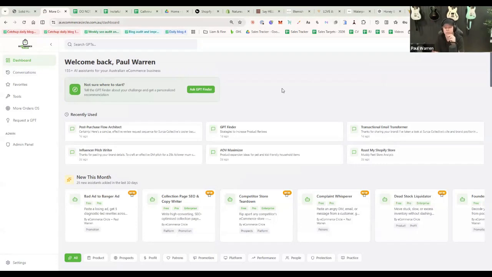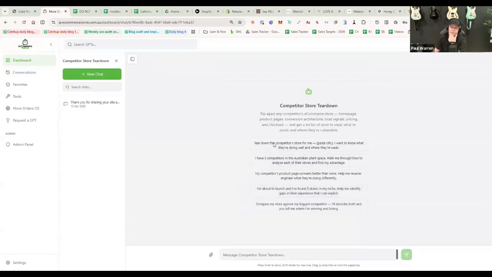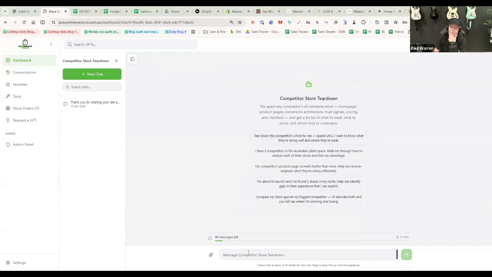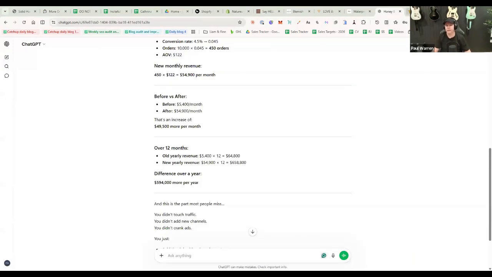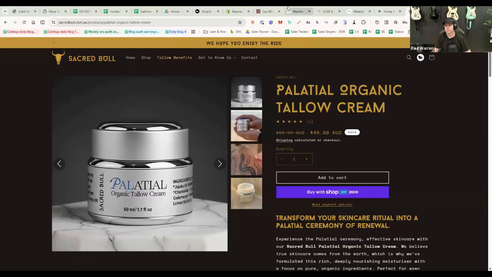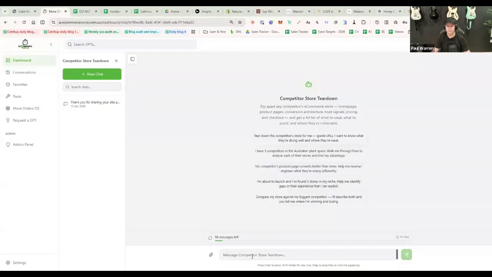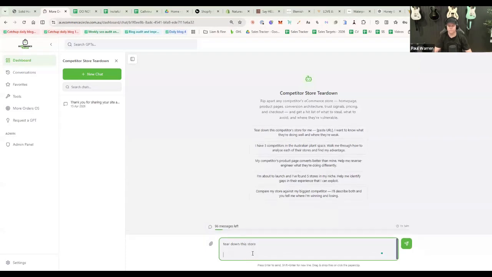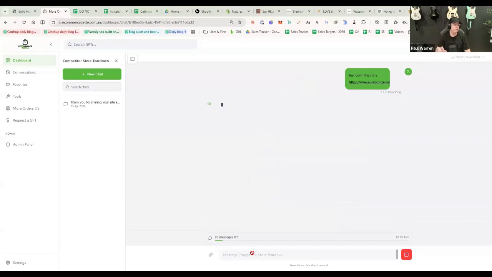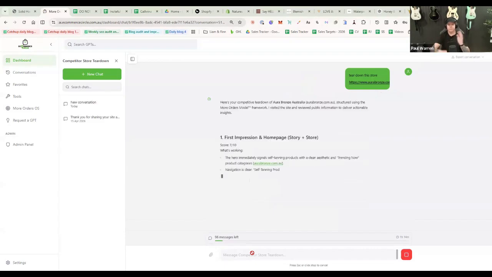For example, you can go in there and say, let's assume you have a store already. You can go, well, I've got a competitor. Why is the competitor's store better than my store? So you come in here and you go, tear down their store, compare it to my store, and let's do this. Let's pick one. Let's assume you're a competitor. So tear down this store. It will tear it apart as if it's me and go, here's all the things that they're doing better than you. We'll give this a minute to do its magic.